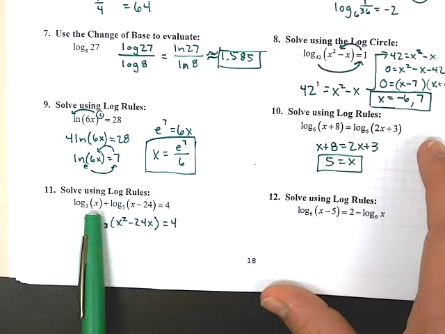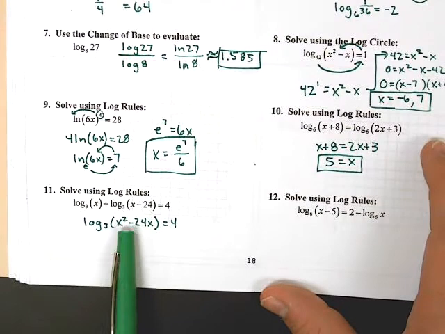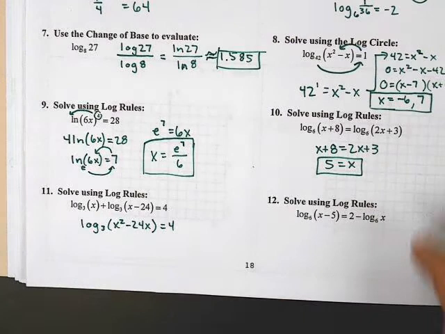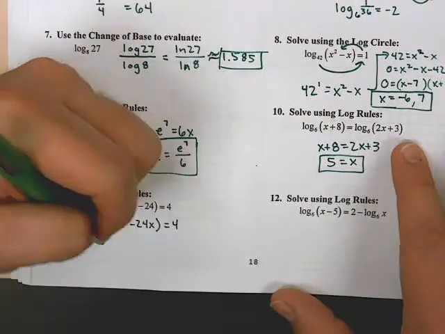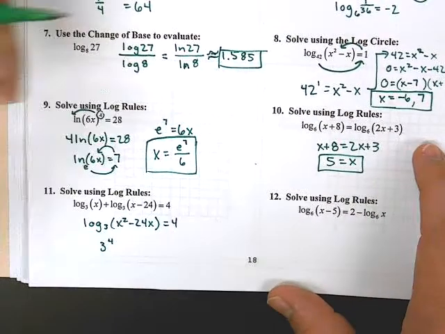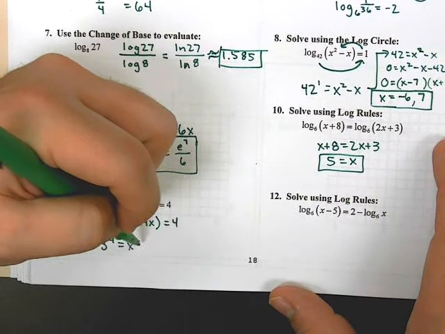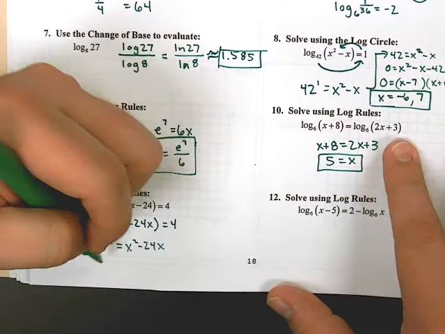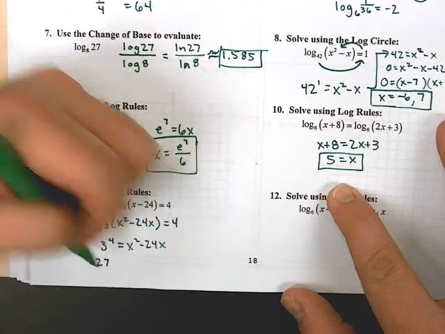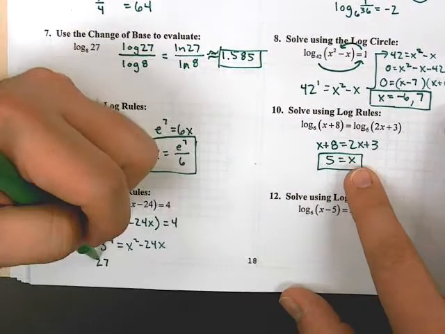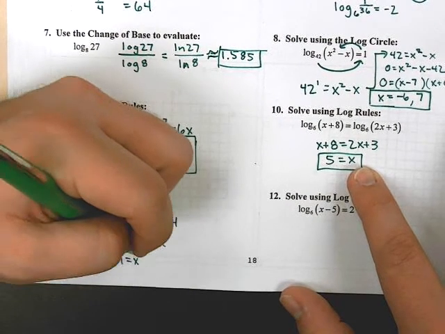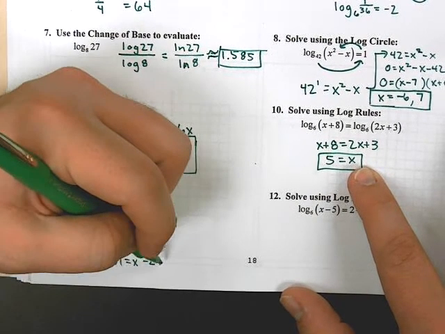Alright? So, what did I do? I multiplied x and x minus 24. I distribute it, and now I have a single log, so I can log circle. Alright, so let's see here. What do we have? 27. Oh, what am I doing? Sorry. 81 equals x squared minus 24x.